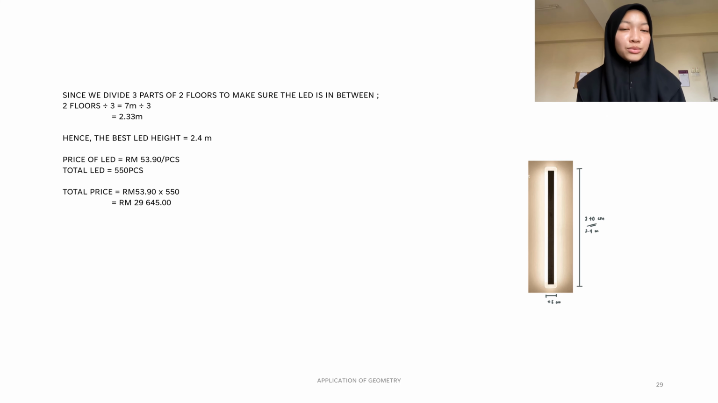The best LED light that we chose just now is 2.4 meters, and the price of each LED is 53 ringgit 90 per piece. The total LED is 550 pieces, so the total price of the LED is 53 ringgit 90 times 550, and the answer is 29,645 ringgit.